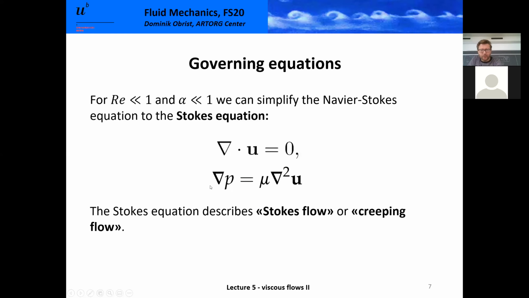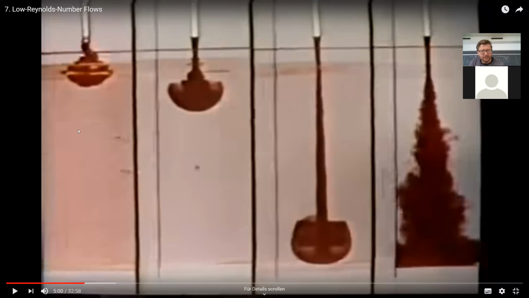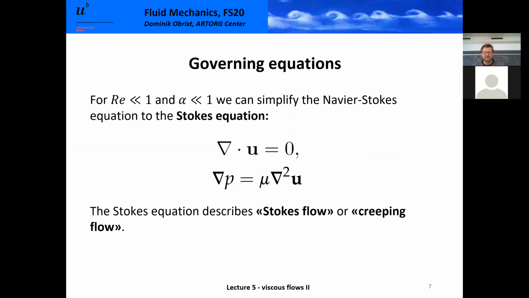The solutions to this equation are called Stokes flow or creeping flow. Both terms are equally valid. Some people also call it laminar flow, which is not wrong, but as you have seen in the movie before, let me switch back. Frames 1, 2, and 3 are all laminar flow. Stokes flow is only frame 1. So please don't use the word laminar flow for everything, or use it only for all three. But if it's really low Reynolds, you should only use the word Stokes flow or creeping flow.